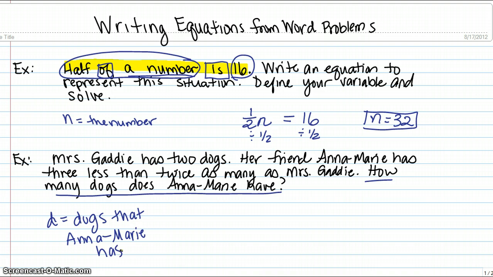Okay? Then I need to go through my problem and find the information that could be used to write an equation. Usually you're going to see a lot of math words or number words or something of that sort. So it says her friend Anna Marie has 3 less than twice as many as Mrs. Gaddy. Okay, that's fine. Mrs. Gaddy has 2 dogs. So we should be able to do this, right? I hope so. Okay.